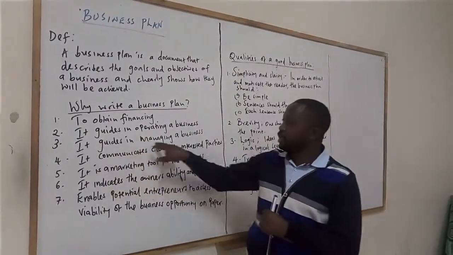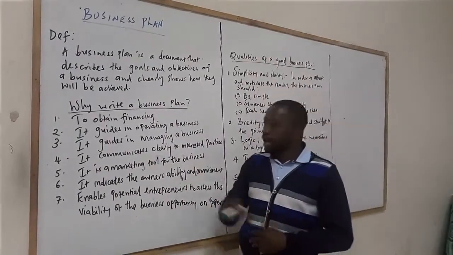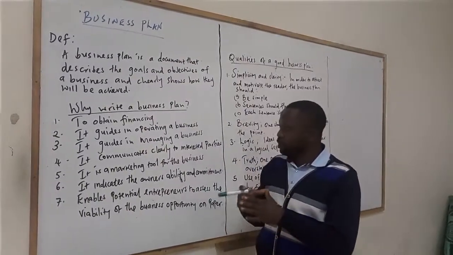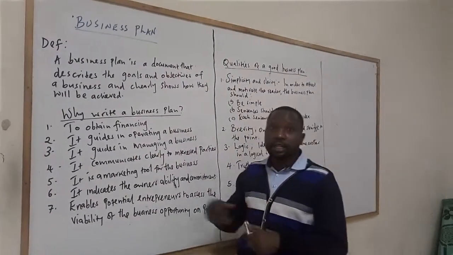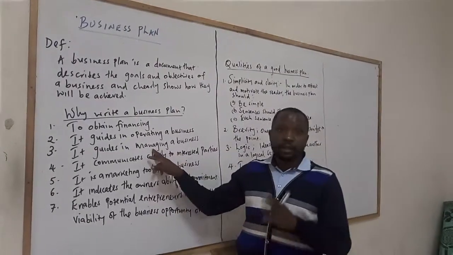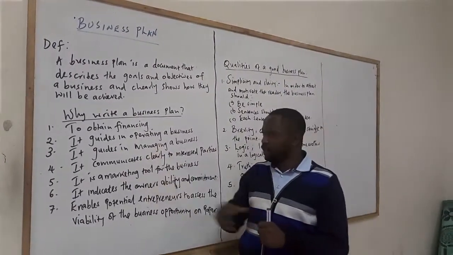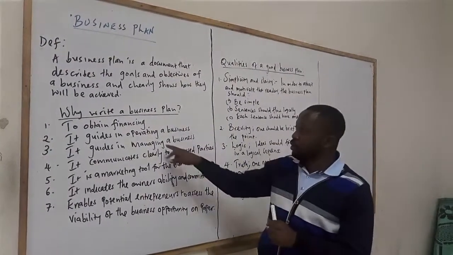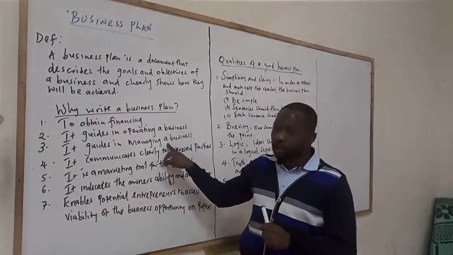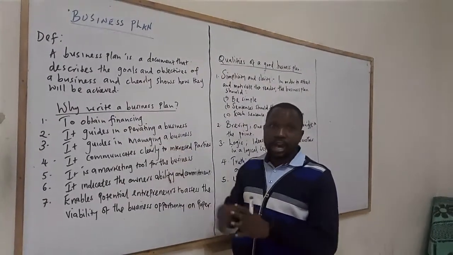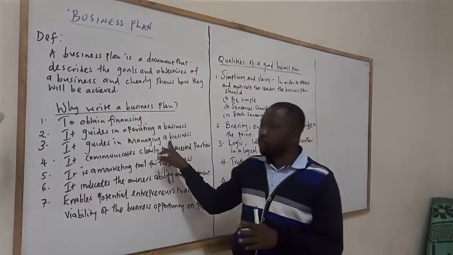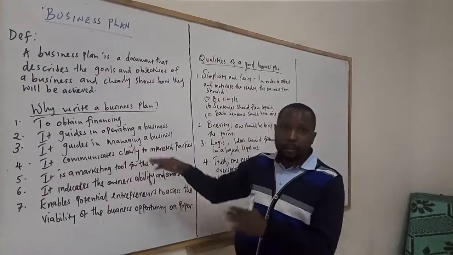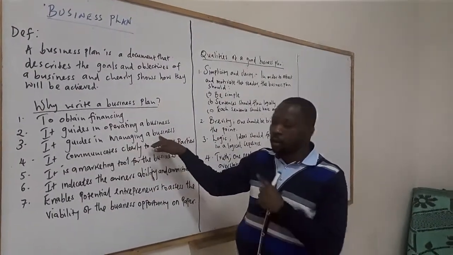It also guides in managing a business, and remember, we normally say that the managerial aspect is one of the most important ingredients in the success of any business venture or business activity. If a business is not well managed, and when you talk about management, we are looking at resources, both human resources and financial resources, and other resources that are not in monetary form. So a business plan normally provides also a blueprint in managing all those resources of a business.